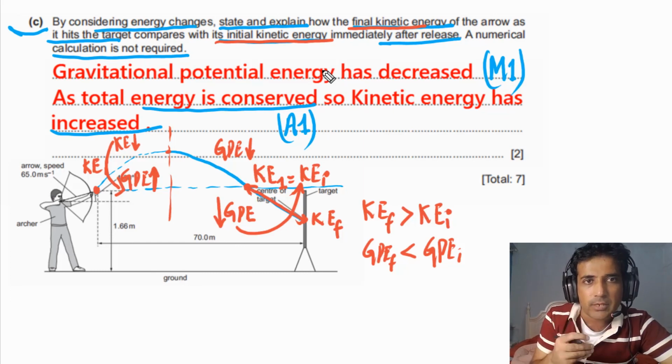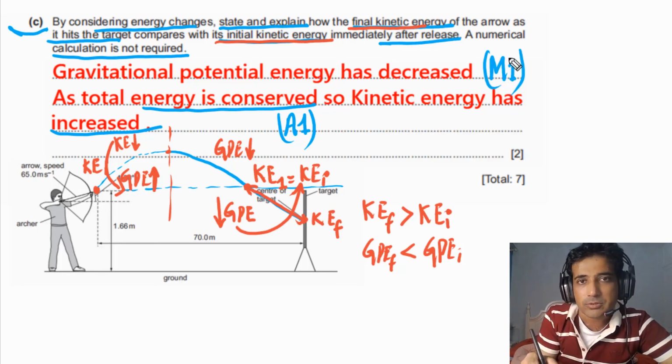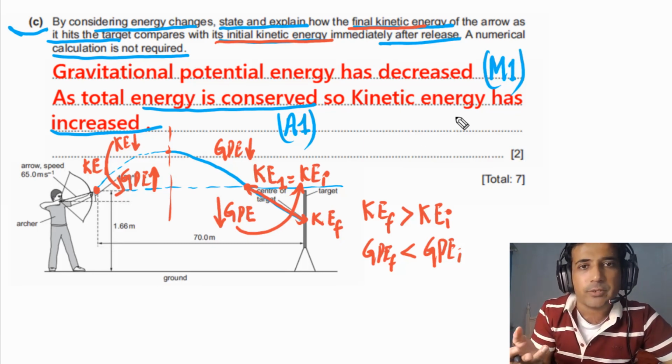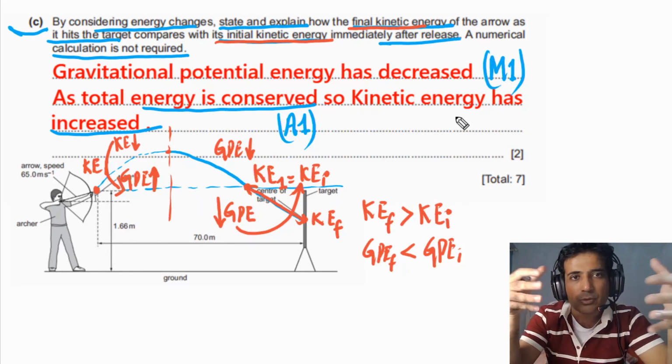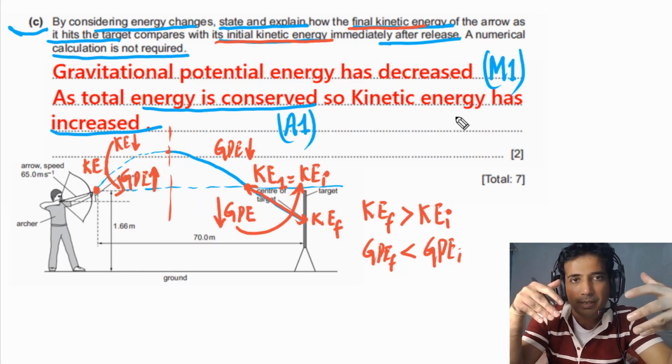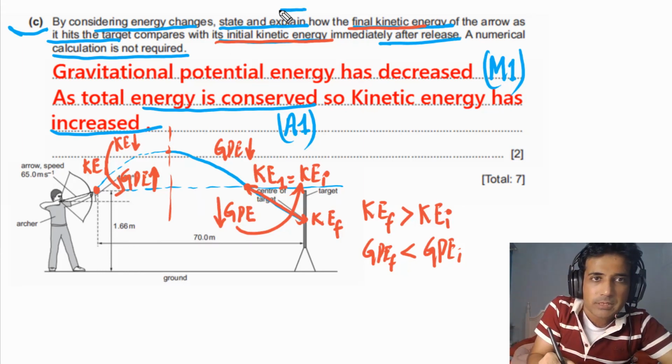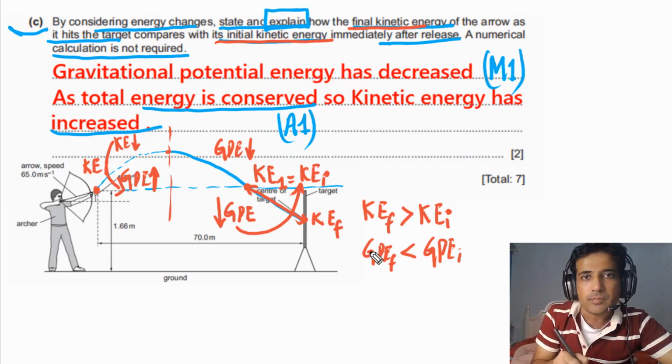If you do not write gravitational potential energy has decreased, you will get 0 marks for this question because this is an M mark. If you simply write kinetic energy has increased, this can be the statement, but you also need to explain, state and explain. So explanation is a must. If your explanation is wrong, you will not get any marks.